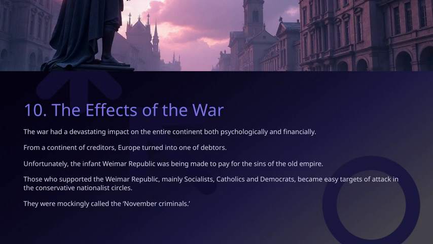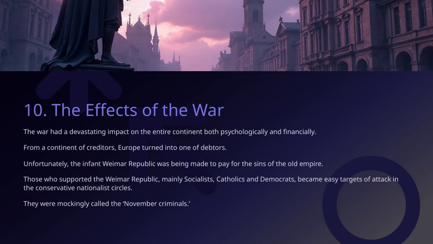Unfortunately, they were left to pay for the sins of the old empire, those debts and damages that were not entirely their fault. It's important to understand that the Weimar Republic was a fragile new government, trying to establish itself in a time of chaos and hardship. And sadly, they faced a lot of hostility from conservative nationalist circles. The people who supported the Weimar Republic, mainly socialists, Catholics, and Democrats, became easy targets for criticism and attack. They were often called the November criminals, a term that was used to delegitimize them and blame them for Germany's defeat and the harsh peace terms.